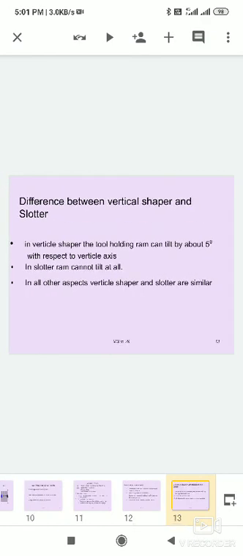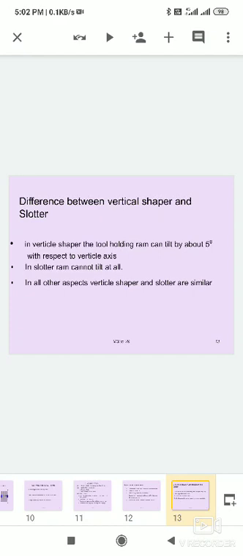Difference between vertical shaper and slotter. In vertical shaper, the tool holding ram can tilt by about 5 degrees with respect to the vertical axis.